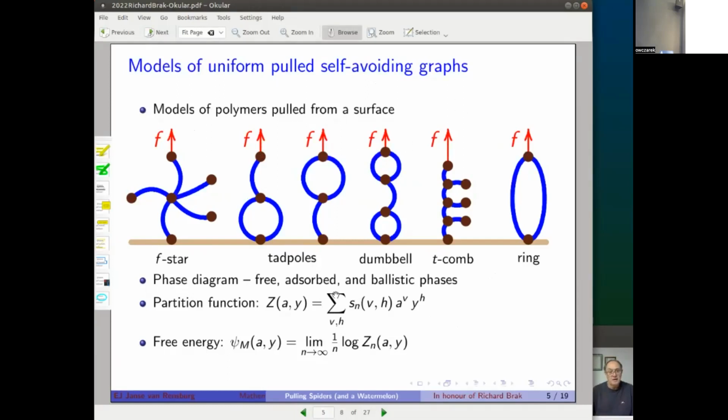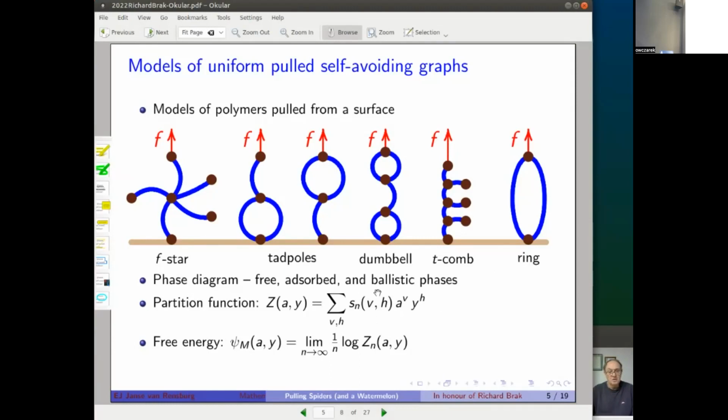And the phase diagram in each of these cases was found to contain a free phase, where the branched configuration floats off into bulk; or, when it's absorbed, it tends to stay close to the absorbing line; or it's ballistic, where the force pulling it removes it from the absorbing plane, and the distance between the endpoint where it's being pulled and the plane is of order n, if the size of the model is n.